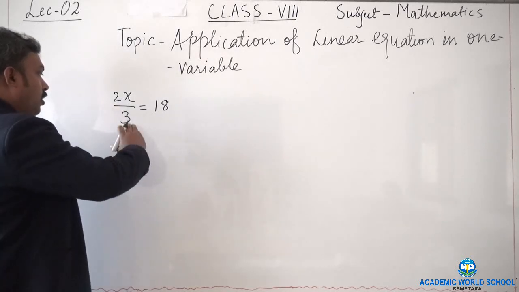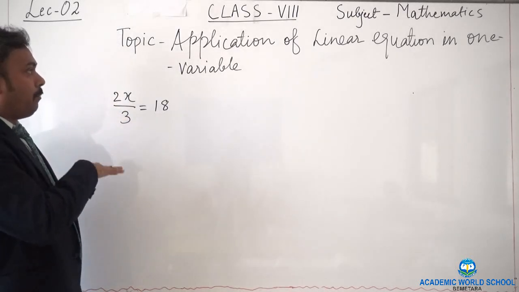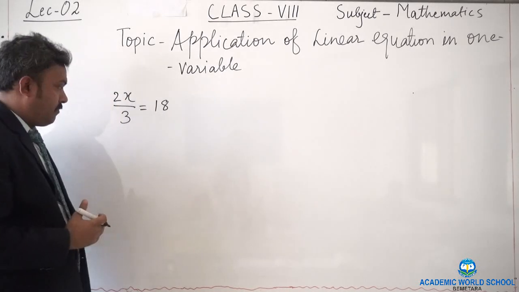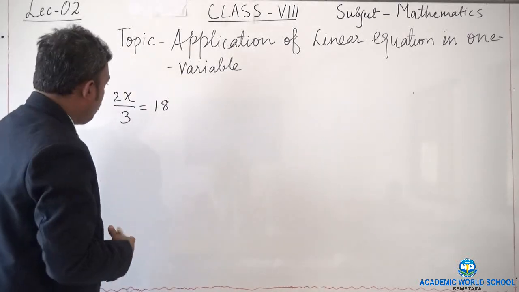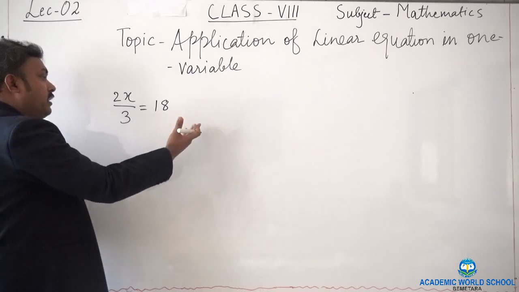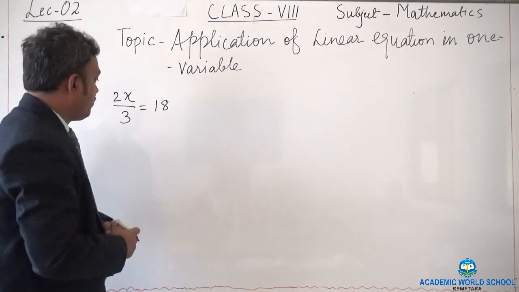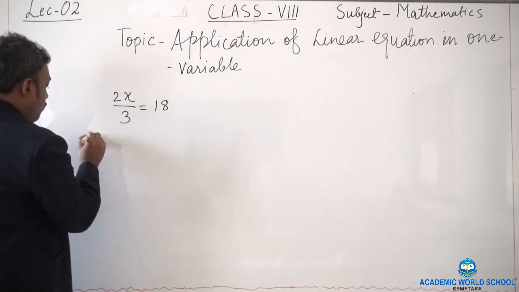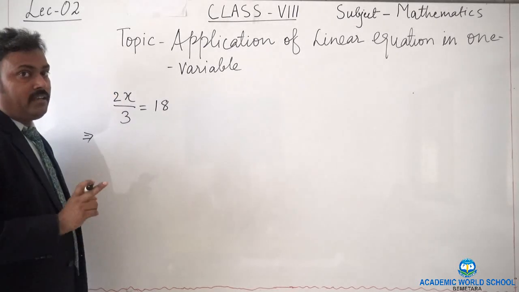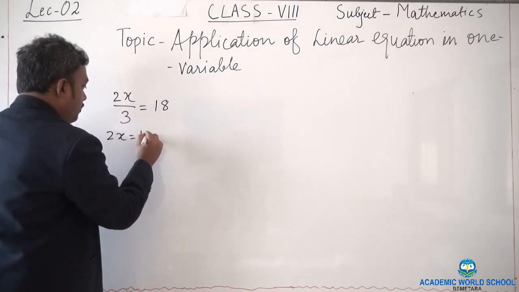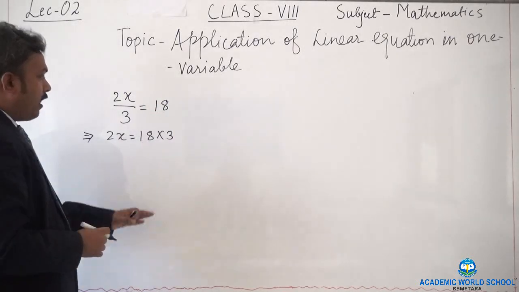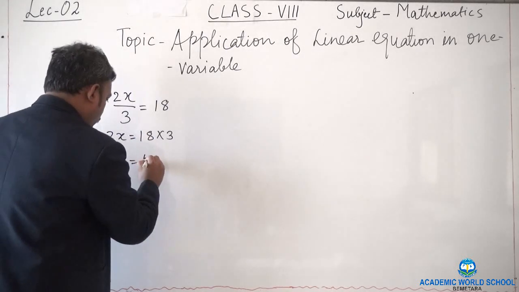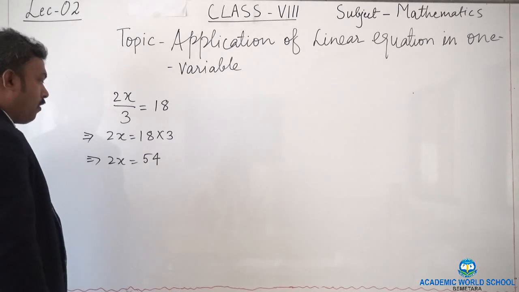Right? I have told you a few things to remember when we solve an equation. So when we change the sign of a variable or a constant, okay, if it is in division and goes to the other side, it becomes a multiplication. So remember, this 3, if it goes to the right hand side, what will happen? 3 will multiply with 18, right? So 2x equal to 18 into 3. Now we need to multiply 18 and 3. So 18 and 3, it will be 54.